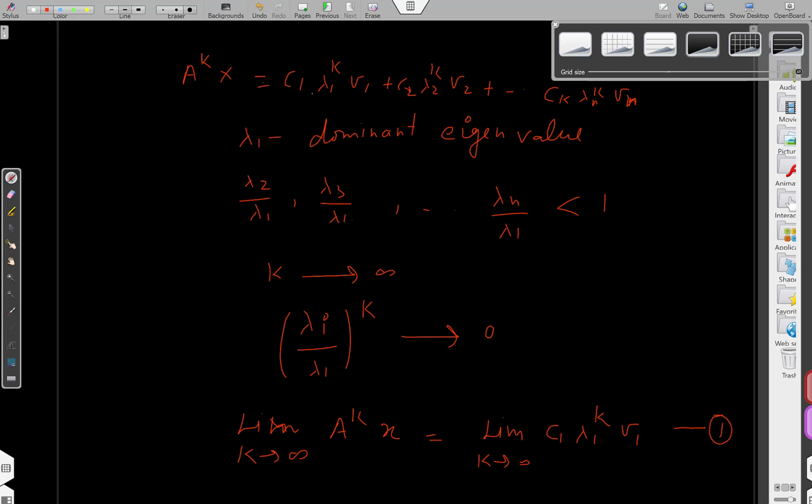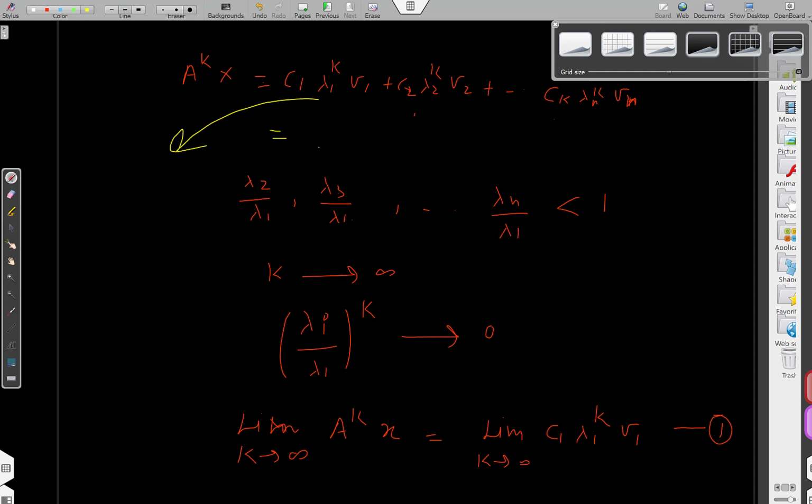Then what are we getting? c1 b1 plus lambda 2 upon lambda 1 raised to power k times c2 b2 and so on. So we are getting these conditions, with lambda 1^k outside. I should write one more step here because I forgot to write it. So this step can be written as, if we take lambda 1 raised to power k outside, I should write here.